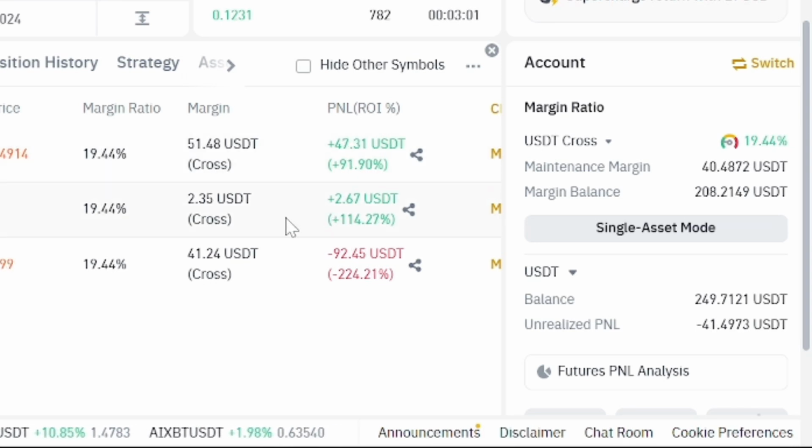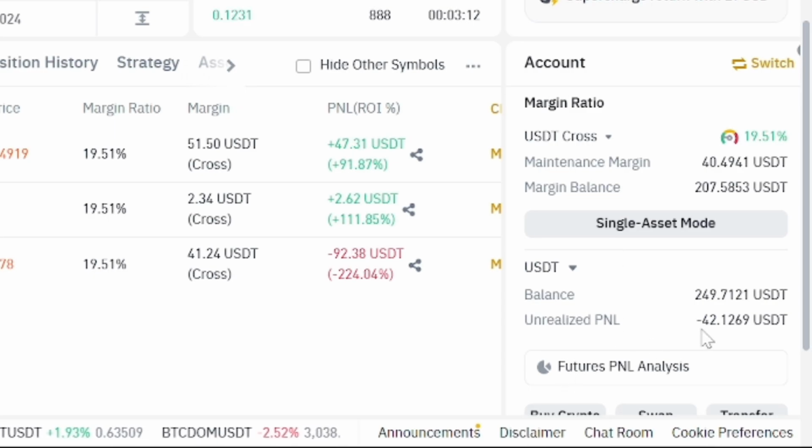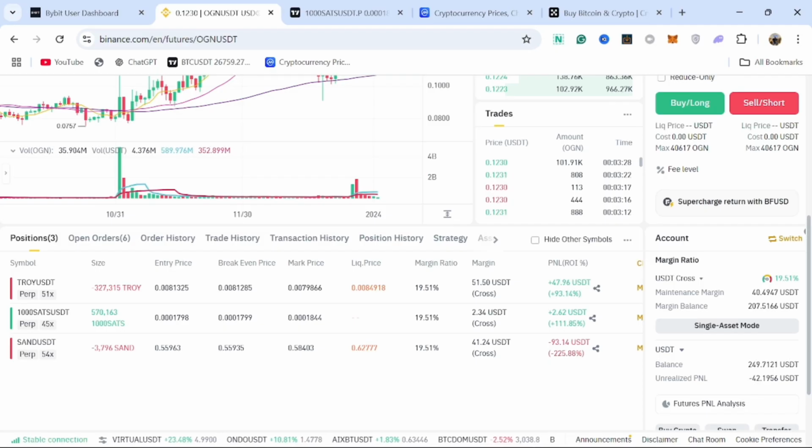So I started this account with $100. Then this particular trade has closed 80%. So now we are in a profit of plus $2. If we check the unrealized PNL, we are in a total loss of minus $42. If you look at my mouse cursor at the right hand side, we can also see our margin balance, which is now standing at $249, almost $250. But this will fluctuate.